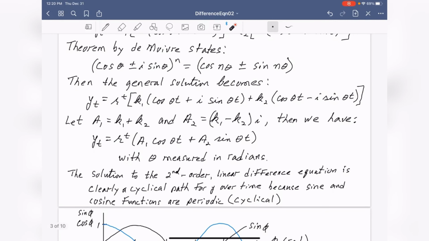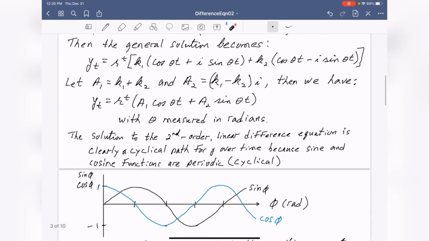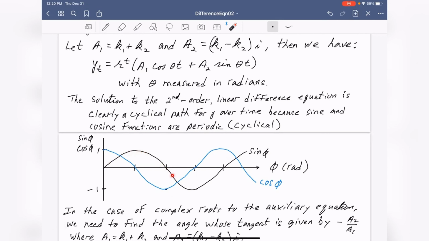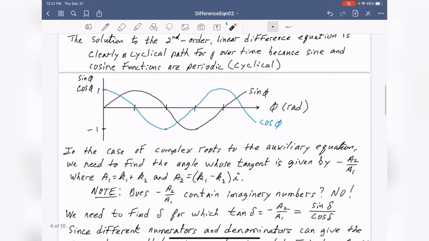The solution to the second order linear difference equation is clearly a cyclical path for y over time, because sine and cosine functions are periodic, so we get oscillations. And we can see that here. So this black line is the sine function, the sine of an angle phi, where phi is measured in radians. So this would be the full circle here. So this would be 2π, this would be 1π, and this would be half a π and 3 halves of a π. All right, and notice that cosine θ begins at 1 and hits 0 at the first π over 2 and follows this, in opposite to sine of phi. And you should know that from your high school trigonometry.